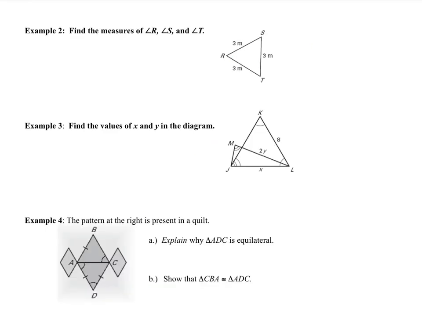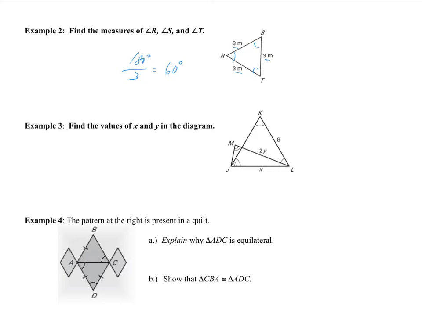Example 2, find the measures of angle R, S, and T. Well, since all three sides are congruent, then they are equiangular by the corollary to the base angles theorem. So they're equilateral, therefore they're equiangular. And we can just take 180 degrees and divide by 3. And each angle will be 60 degrees.